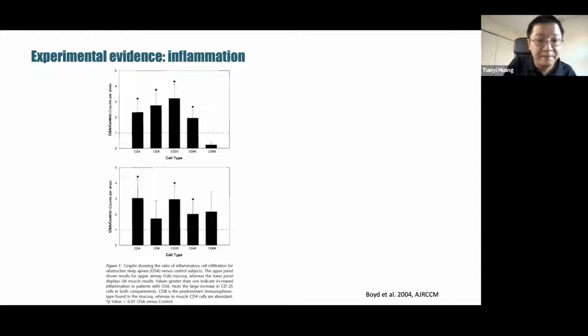Here is a study from back in 2004. This study compared the different inflammatory cell counts between people with OSA versus controls. The y-axis is the ratio of different inflammatory cells between OSA cases and controls. The figure in the upper panel is a comparison in the upper airway mucosa, and the figure below is the comparison in the upper airway muscle. You can clearly see that different types of inflammatory cells are overexpressed or much higher among people with sleep apnea compared to those without. I think this provides direct evidence that at least local inflammation is a problem in people with sleep apnea.